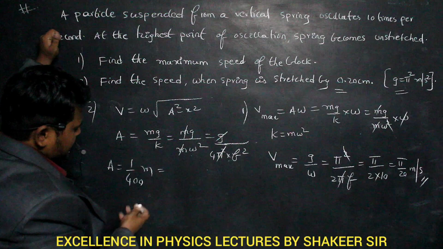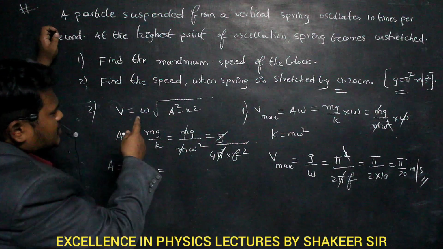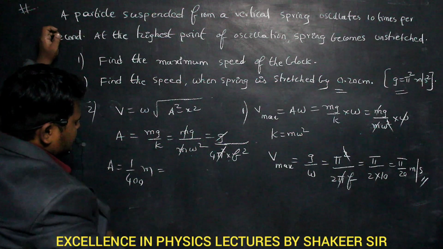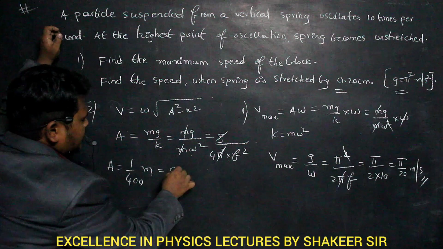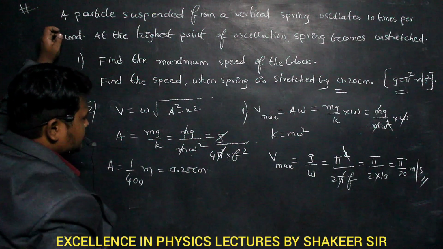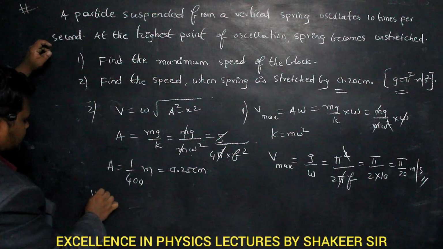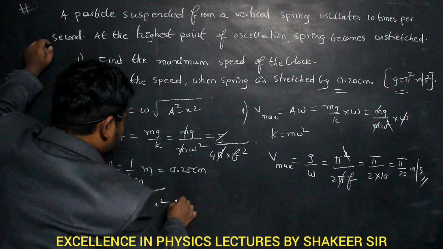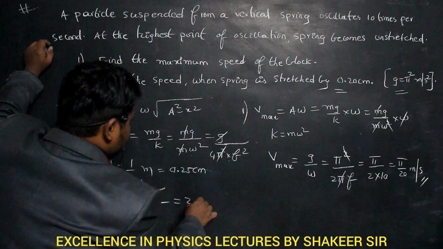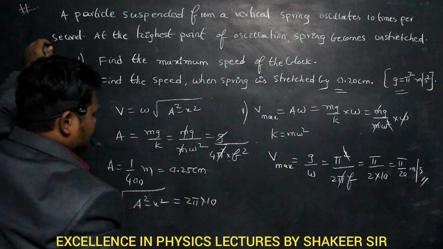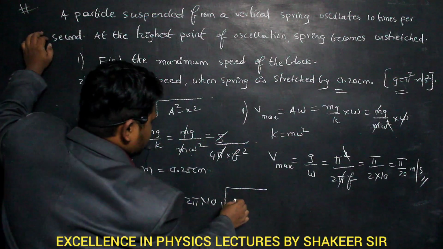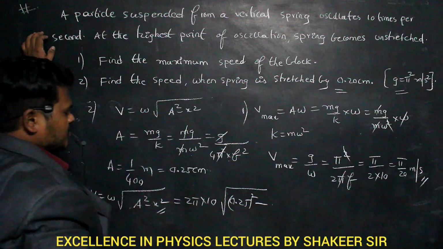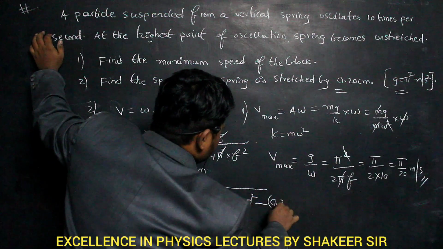How can I write 1 by 400 meters in centimeters? Because the displacement is given in centimeters only. 1 meter is 100 centimeters, so 1 by 4, therefore I can write 0.25 centimeters. Clear? Now substitute in this relation. So v equals omega into square root of a square minus x square. Omega is 2 pi into f, and f is 10, multiplied by square root of 0.25 whole square minus x, and x is already given as 0.2, so 0.2 whole square.